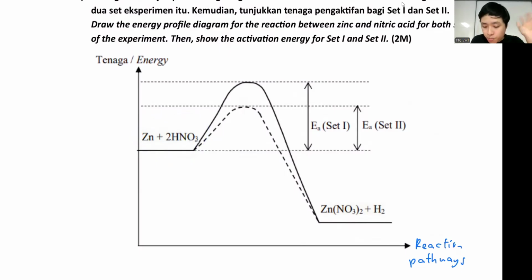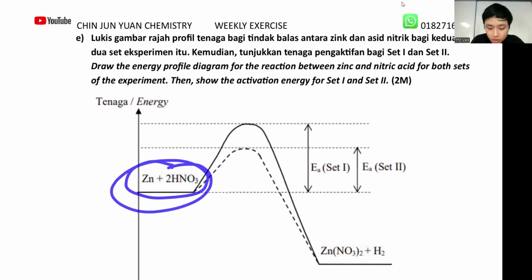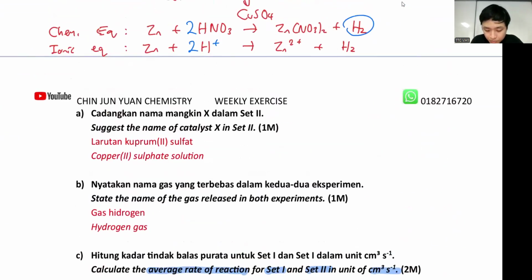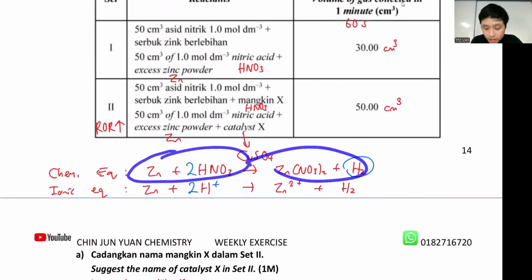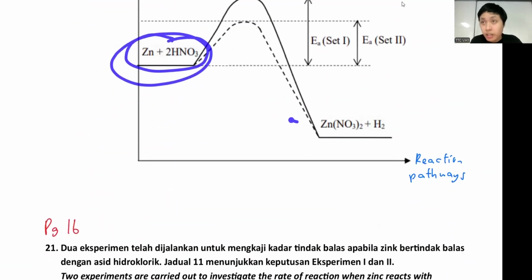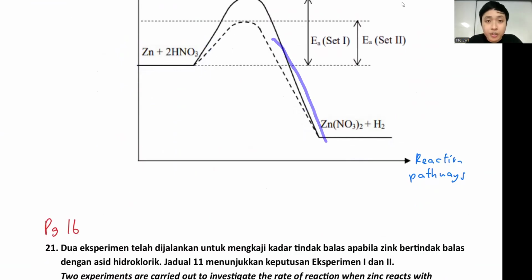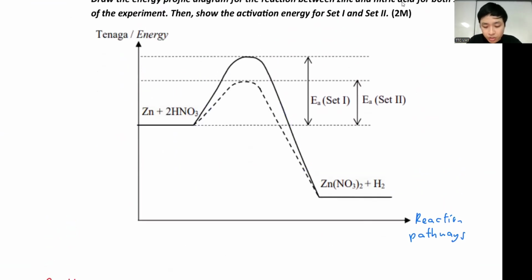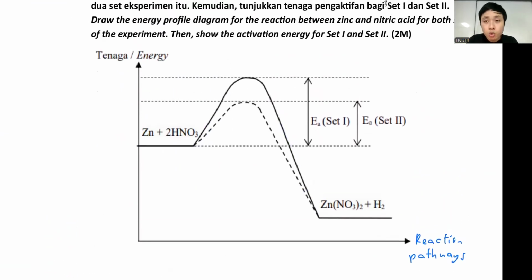Okay, so then you label set 2's activation energy a bit lower. But remember, some students forgot to write the reactant. You have to write the reactant here and the product after the activation energy. So you have to draw this. Okay, labeling is around 2 marks.